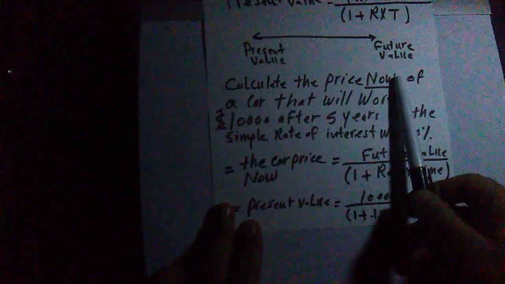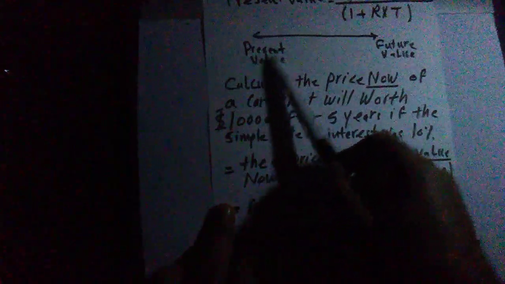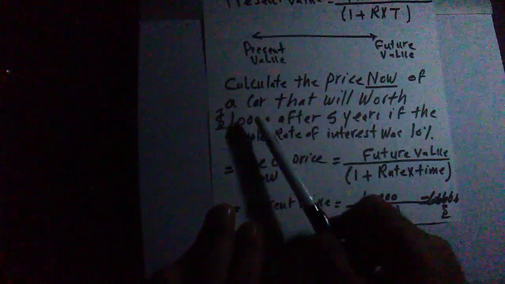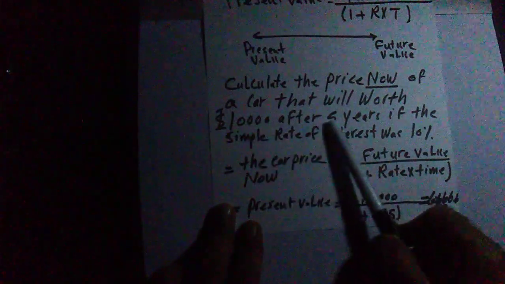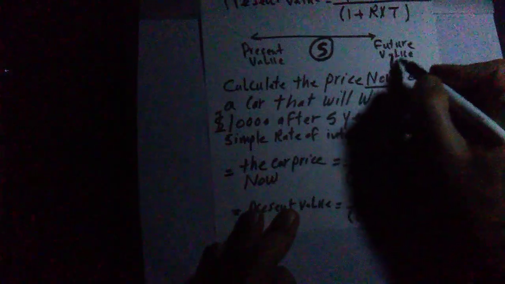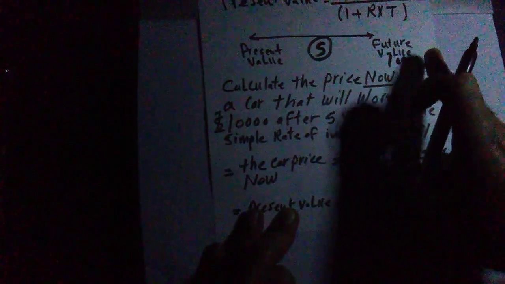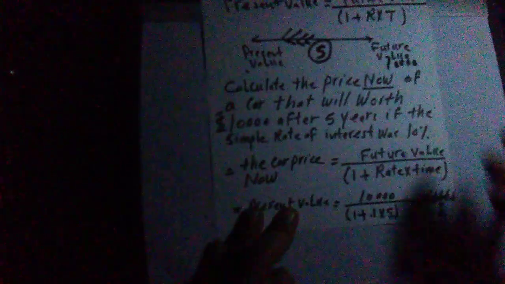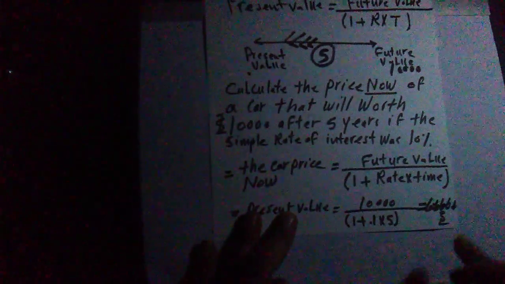Calculate the price now. See, the word "now" means I need the present value of a car. This car will be worth 10,000, but not now. After how many years? After 5 years. So the period here is 5 years. The future value is 10,000 after 5 years, but I don't want it after 5 years. I want it right away. How much will the price be? So I'm going backward to check what the price of this car is now.